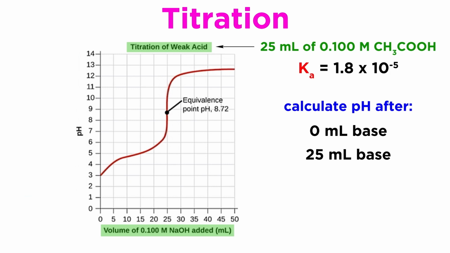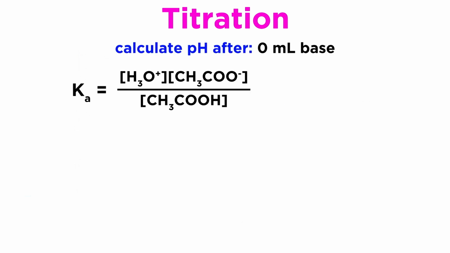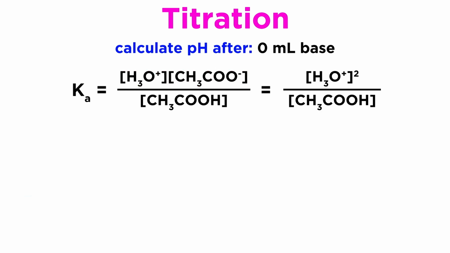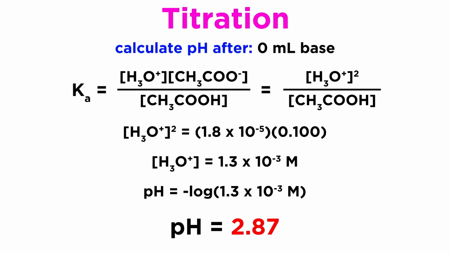Acetic acid has a Ka of 1.8 times 10 to the negative 5, so before any base has been added, we can use the following expression. Recognize that the two products will be present in equal amounts, so we can just say hydronium concentration squared, and rearrange to solve for hydronium, which will be 1.3 times 10 to the negative 3, giving a pH of 2.87.